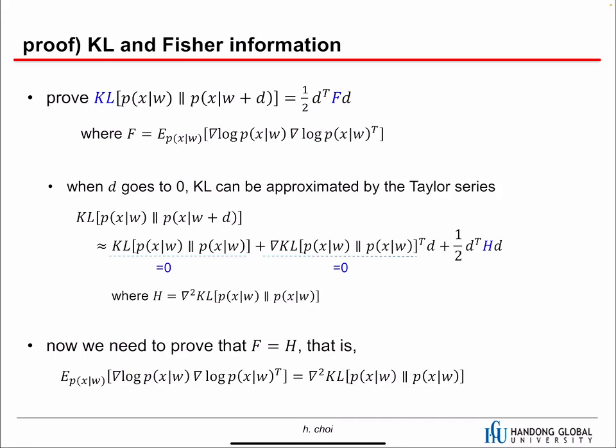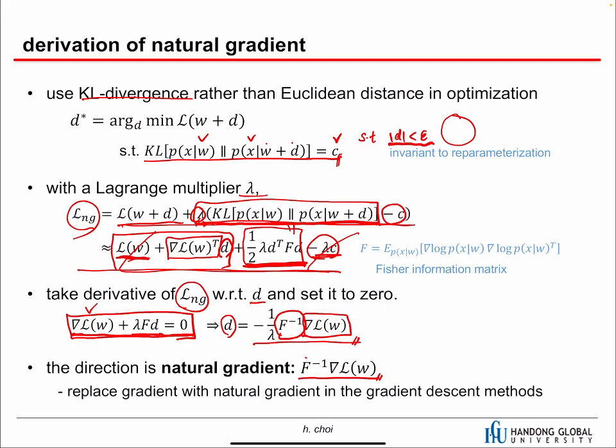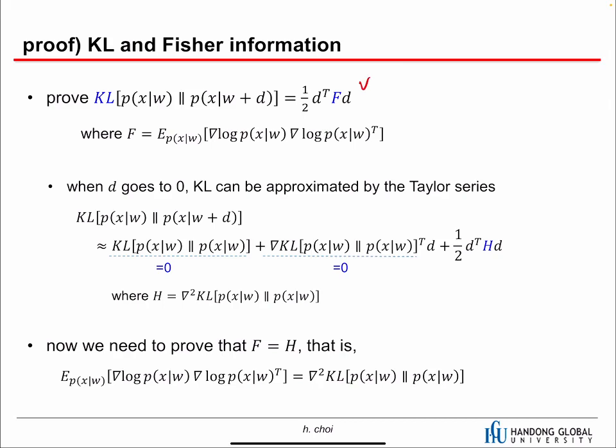So now let's prove this KL divergence and the Fisher information. In this slide, this part becomes this one, and the other part is straightforward, so let's just focus on this one. The KL divergence between the previous likelihood and the new likelihood can be rewritten as this. In the previous slide, we said that this is the Fisher information. So we want to prove that this KL divergence is the same as D transpose Fisher information times D.